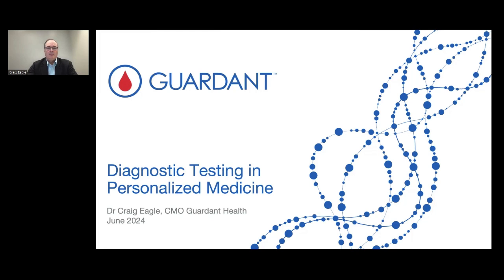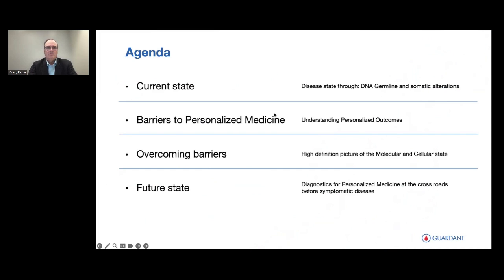So this is what I'd like to cover through the talk. So I'll do a brief summary of what the current state is, and in particular, how we see disease through DNA and somatic mutations, and then move on to some of the barriers to personalised medicine and diagnostic testing, and then what we're looking forward to overcome those barriers and how we're trying to enhance the personalised medicine approach. And then ultimately take a brief moment to look into the future of testing and the future of personalised medicine.